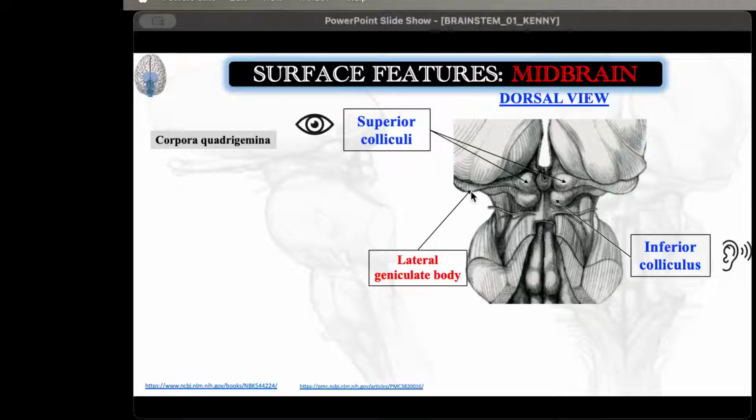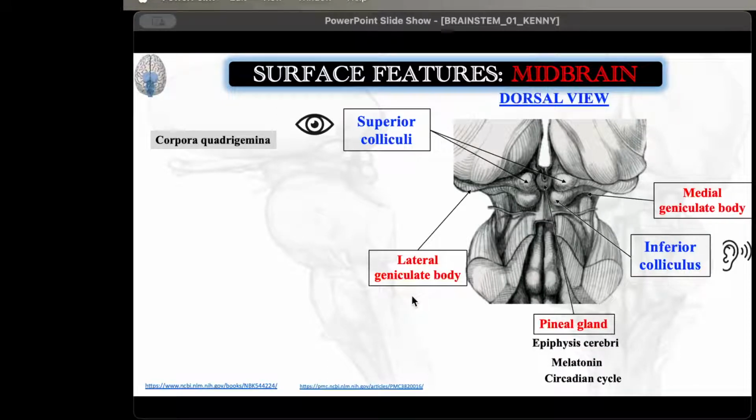And then we have another one here, which is known as the medial geniculate body. The medial geniculate body communicates with the inferior colliculus, so it's also important in auditory functioning. So the lateral geniculate communicates with the superior colliculus, and the medial geniculate communicates with the inferior colliculus.